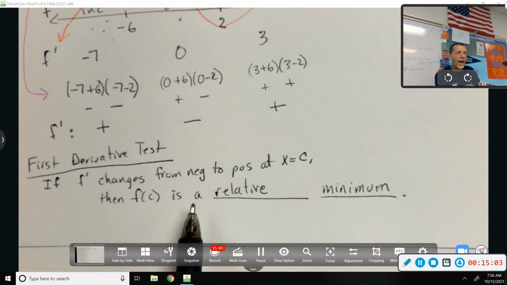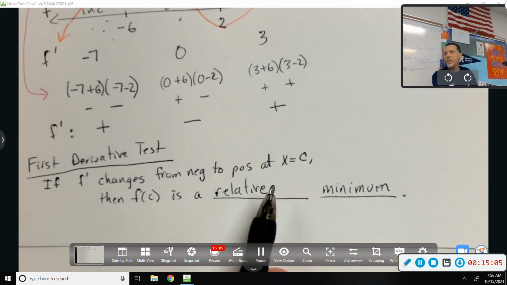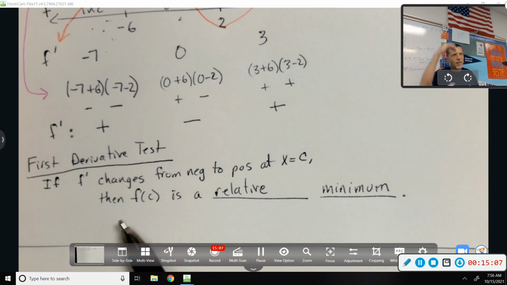I don't think you memorize that. I think you think about that when you see it. F prime changes negative to positive. Yeah, that's a minimum. And so we'll be doing this all year, and you'll see me thinking out loud with my hands. Yeah, that's a minimum.